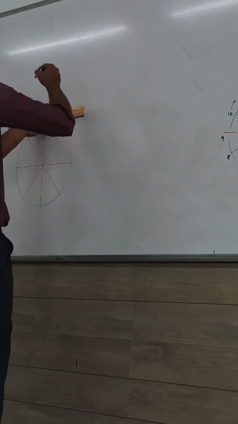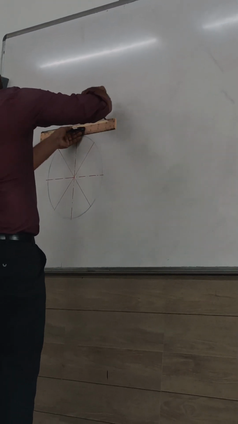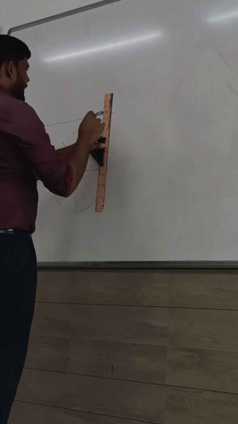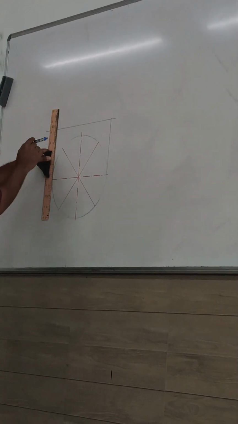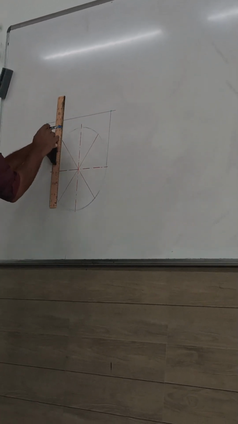Divide it into 8 or 12 equal parts. Here I am dividing into 8 equal parts. Leave some distance. Draw a horizontal line. Take projections, vertical projections of all the points.